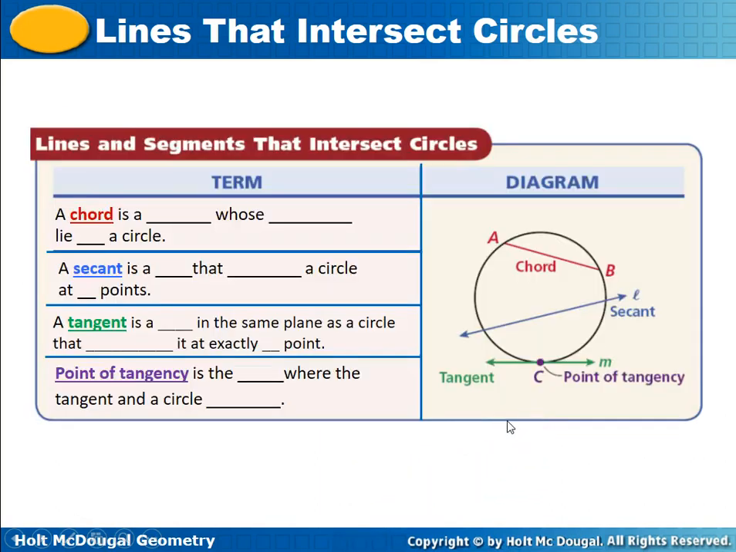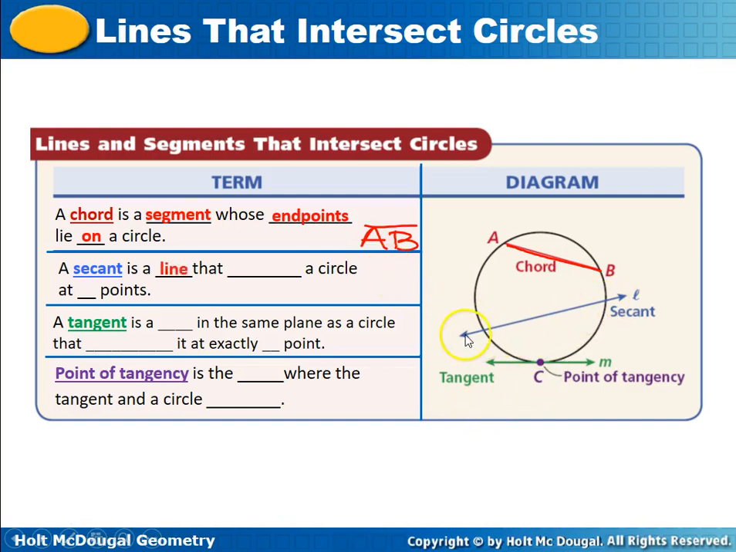Let's talk about our new terms. So a chord is a segment whose endpoints lie on a circle. So our chord here is in red, and when we write that, we write chord AB like that, and it has a segment symbol over the top of it. Now a secant is our blue over here.